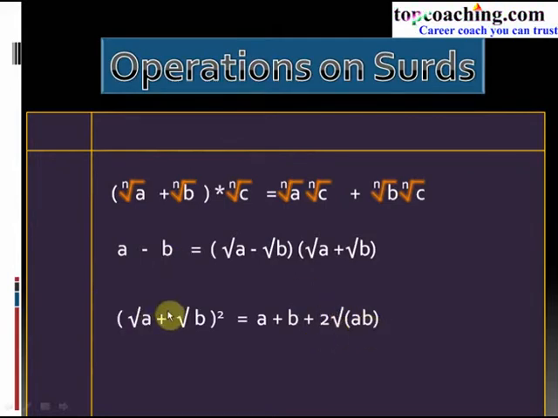And so the root of a plus root of b whole square could be written as a plus b plus 2 times under root of ab. So these were some of the very important operations on surds.